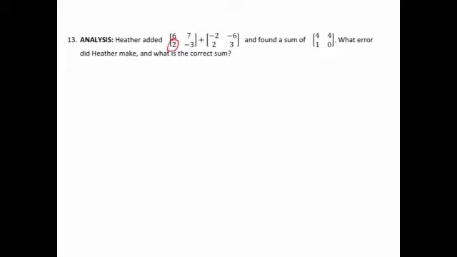But let's check the others. 2 plus 2, well, that should give you 4, not 1. So yeah, it's looking like the rows and columns are messed up here. Negative 3 plus 3 should give you 0. Yeah, so it's looking like the rows are becoming the columns. And so that'd be the error with this one. She's switching the rows and columns on her result.